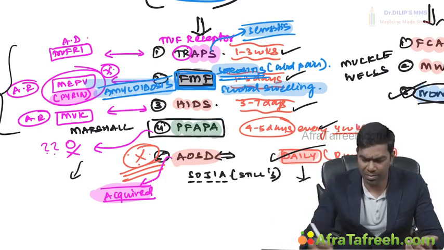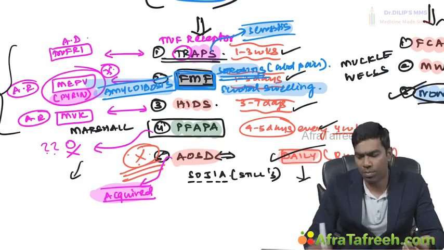Simple. Remember, amyloidosis will not happen, but that's a long shot. Over a long time only you will get amyloidosis in FMF. But yearly, how will you diagnose? Very simple. TRAPS typically happens in one particular age group.